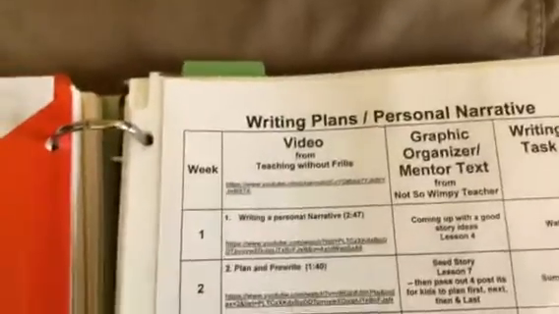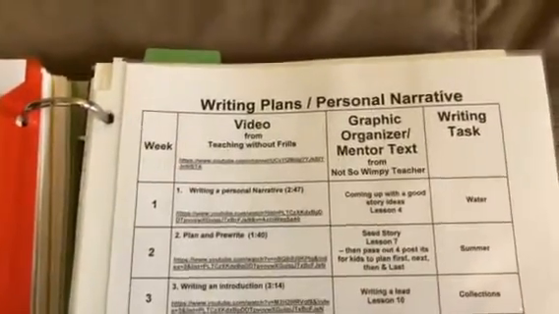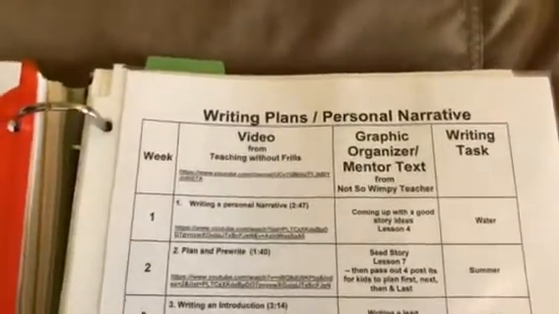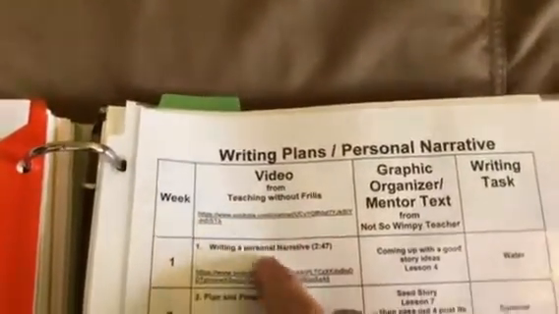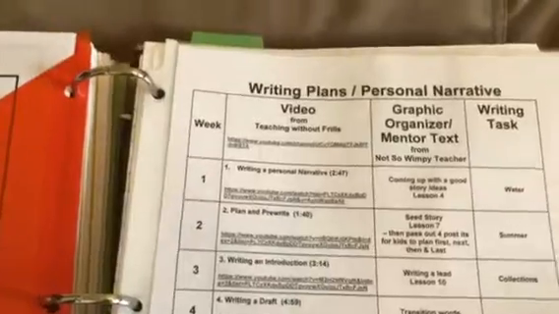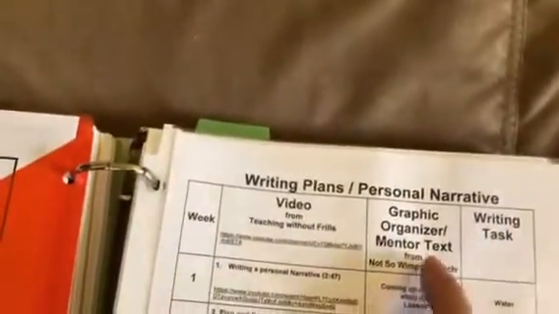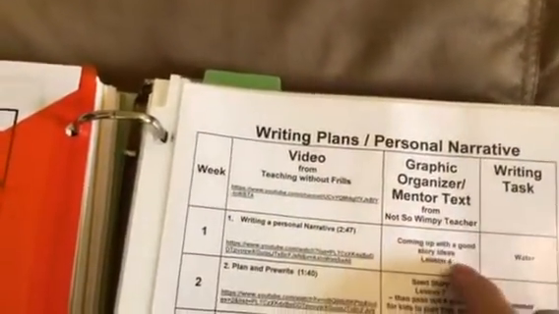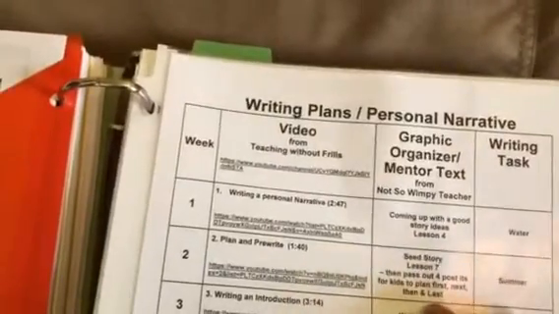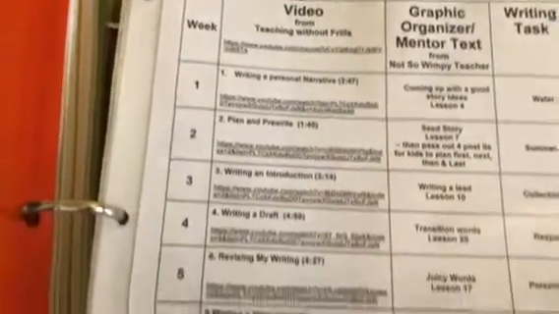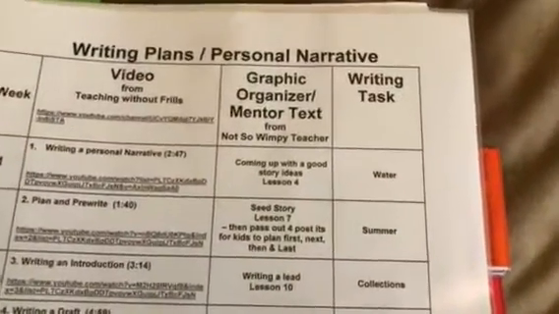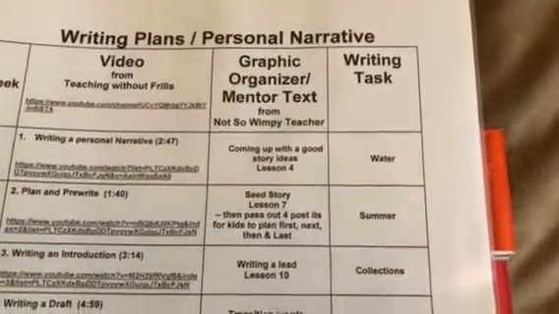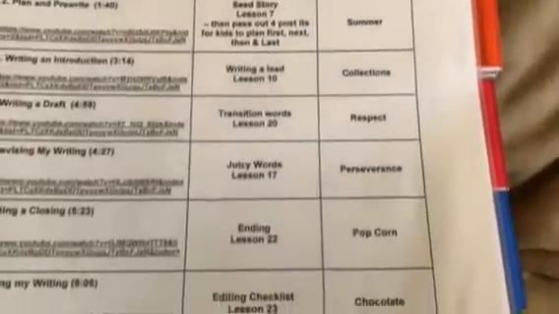I made this nice cover sheet. You have a copy of it, but I've updated it, and I'm happy to give you the updated version. The video from Teaching Without Frills, this is the column here. This is the graphic organizer mentor text from Not So Wimpy Teacher. That's the name of it, and there's the lesson it comes from. And this is the writing task. That's from the notes, the draft section up front. Water, summer, collections, respect, perseverance, popcorn, chocolate, Halloween.